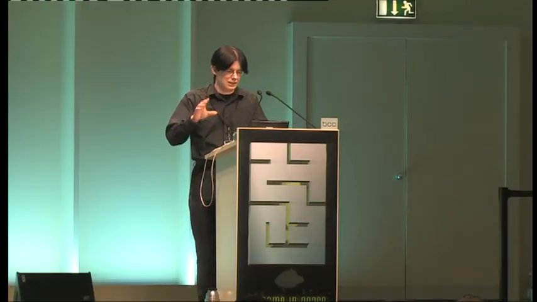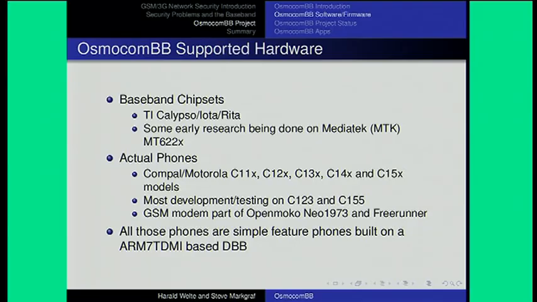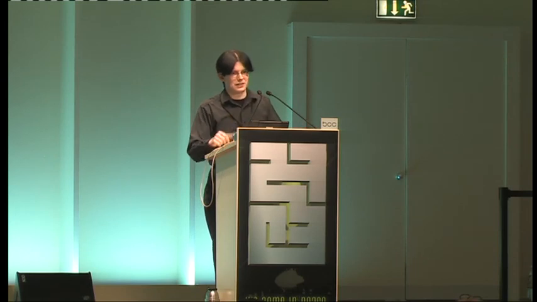Now, let me just briefly talk about the hardware before we go into the demo and the actual applications. The hardware that we support, once again, is the TI Calypso Iota Rita chipset. Most people ask, how can I buy a phone with that chipset? The phones that you can buy are called Motorola C110-something, like 115, 116, 117, 118, 120, 121, 122, 123, and so on. I don't know why they have so many different models. They just differ in the mechanical design or some minor feature here or there, but fundamentally it's all the same.